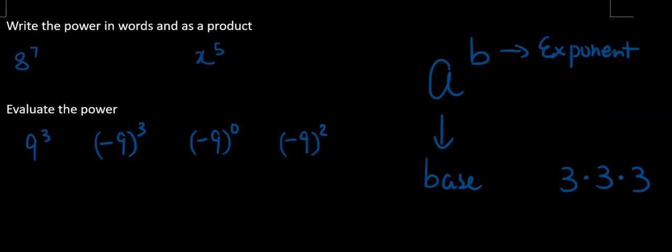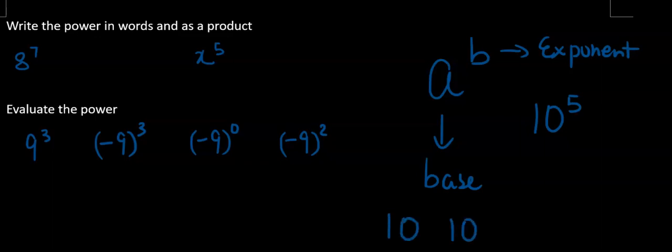Let's try one more. Let's use 10. How about 10 to the 5th power? Remember, base, exponent. The base tells us the factor we're going to use is 10. And the exponent tells us how many times it's going to multiply itself: 5. 1, 2, 3, 4, 5 times. That's right. Okay, now we can go back to problem solving.